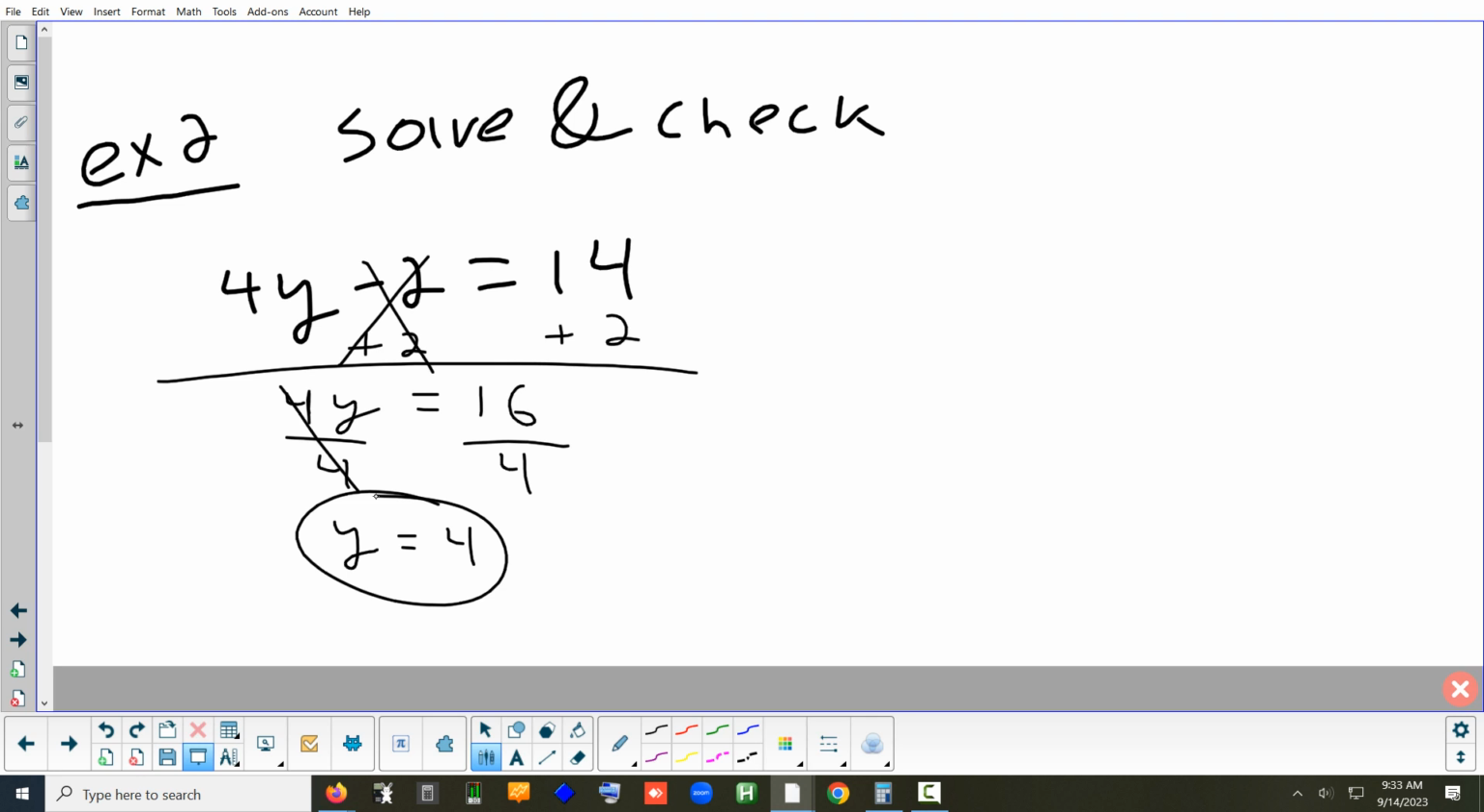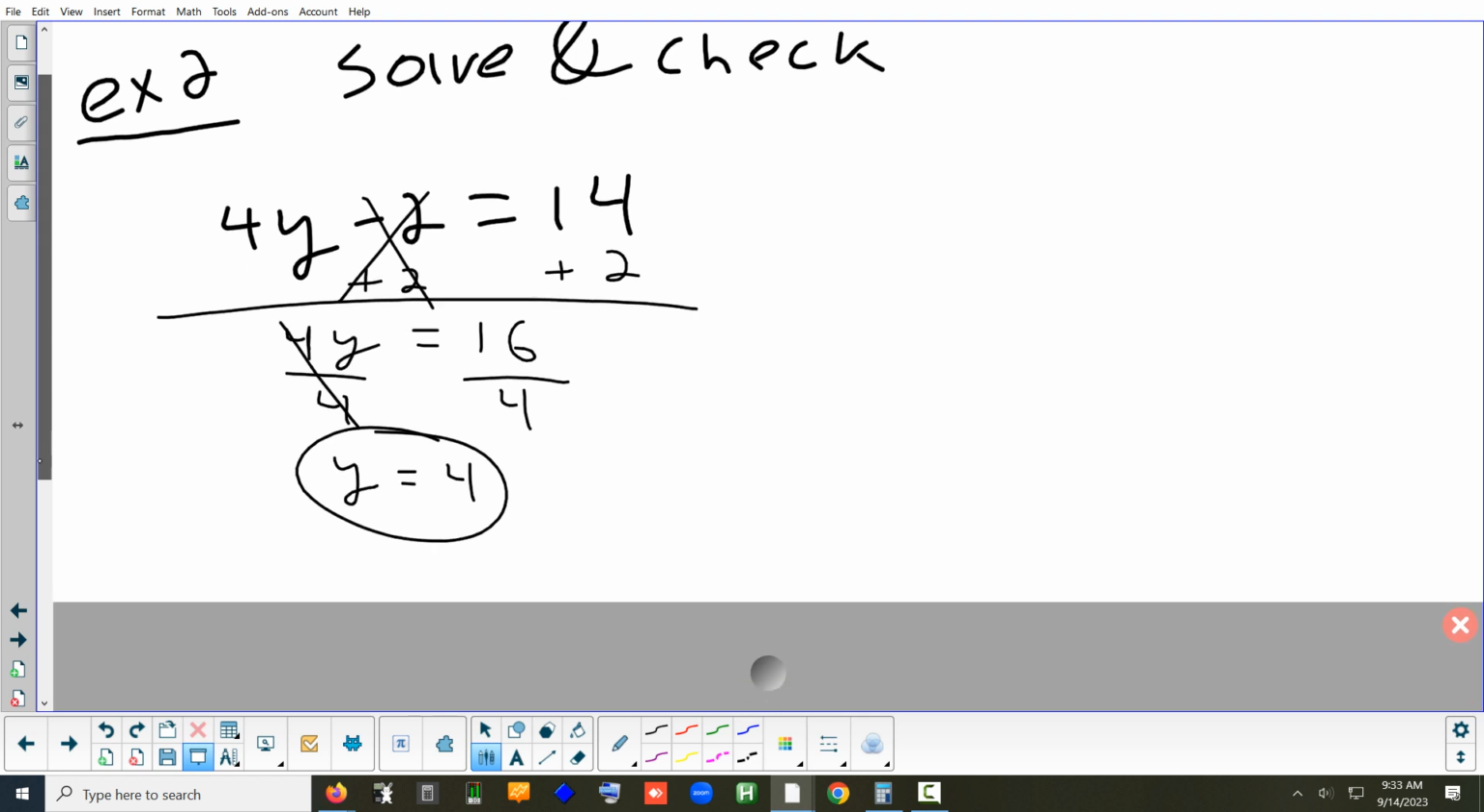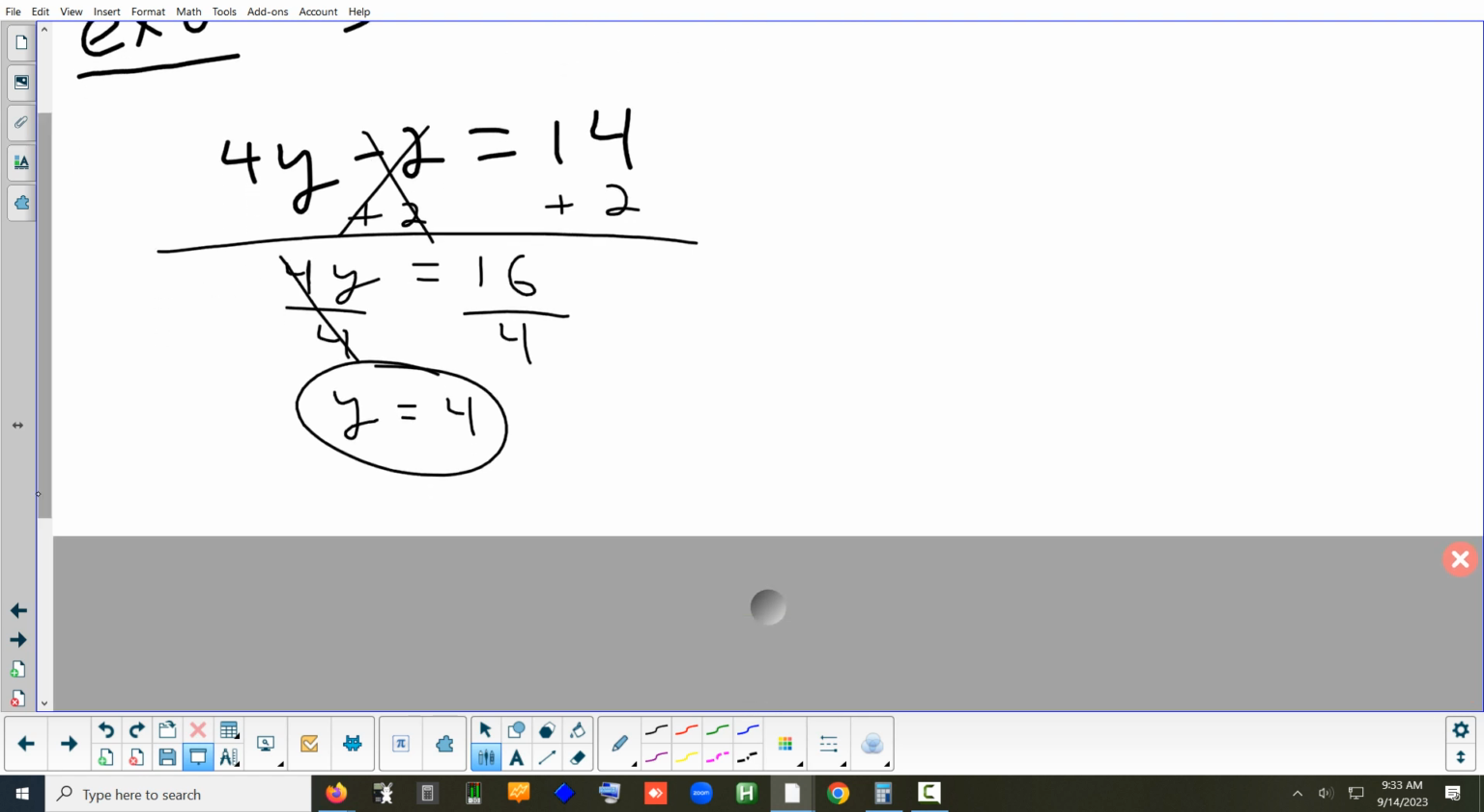Okay. I'm not worried about checking it right now. We're just going to do the solve. It's correct. Yeah, that is correct, because if you plug it back in, you get 16 minus 2, which is 14. Okay. Question on example 2.